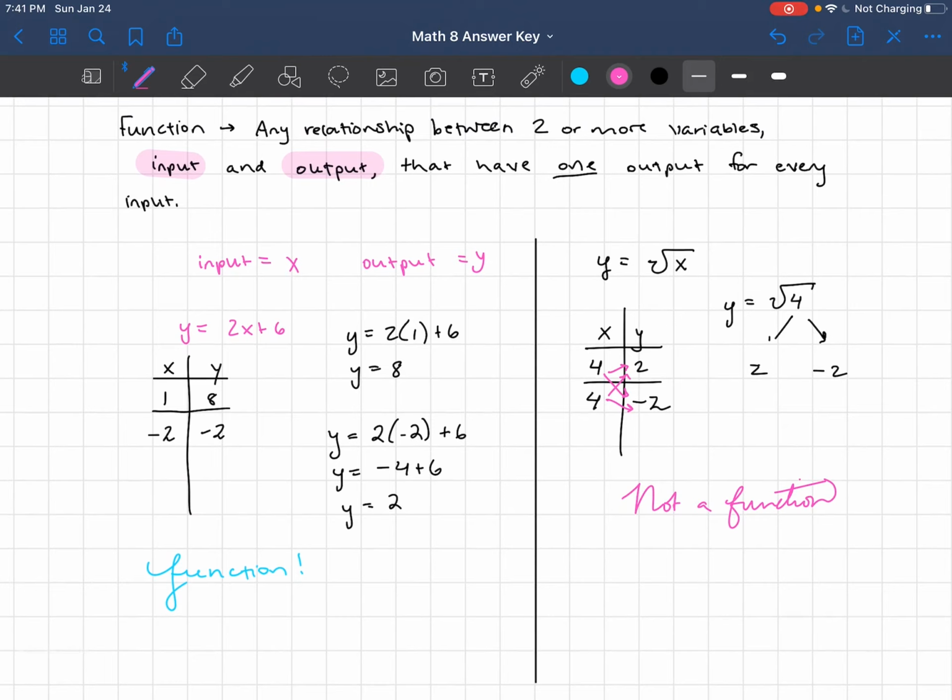So let's just review that real quick. A function has an input and output, but there will only be one output for every input. So 1 becomes 8, 2 becomes negative 2. That's fine. So over here, this is not a function because there's two separate outputs for one input, x equals 4.